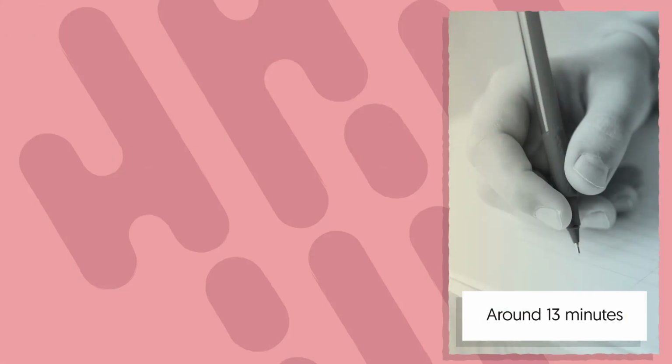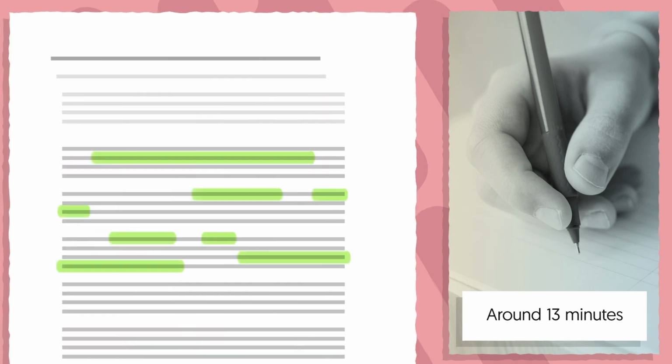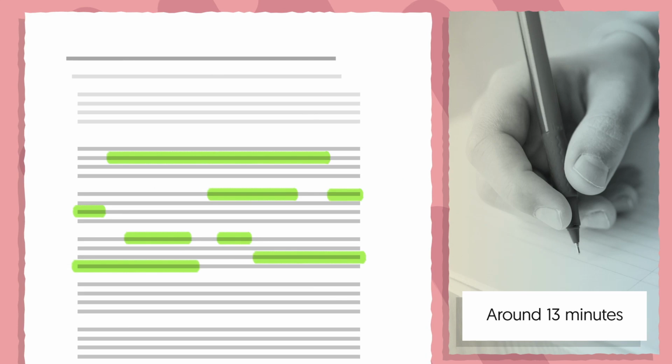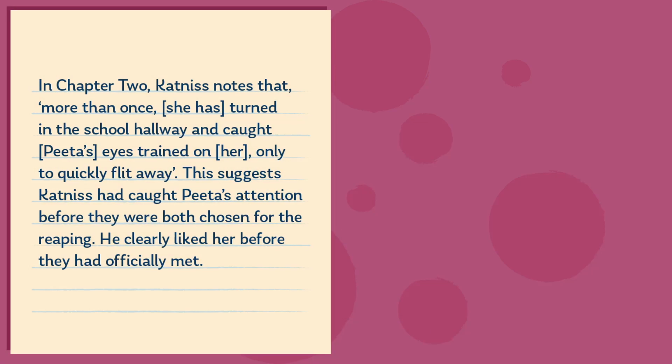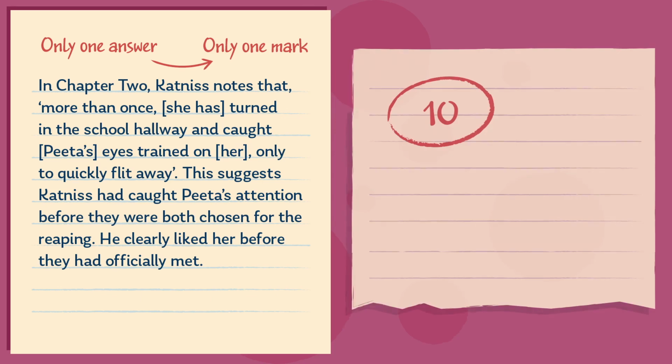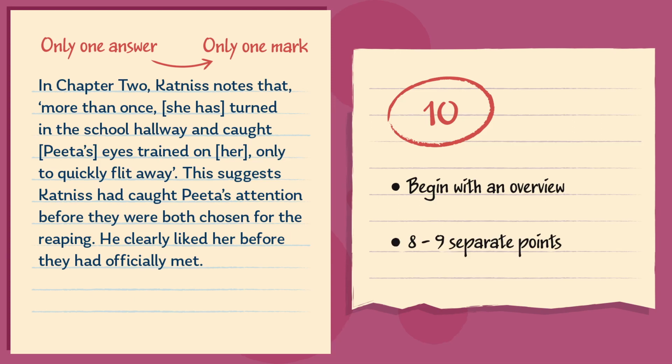You have around 13 minutes to write a response, so to make sure your time is used wisely, and because the marks will be awarded for what's in your answer booklet, not on the extract, it's best that you just highlight the evidence as you read through the given lines, rather than annotating your ideas. Your response might look something like this. This response only offers one answer in relation to the given question, so it would only receive 1 mark. It's a 10-mark question, so in a full response you'd need to begin with an overview, followed by 8 or 9 separate points to receive a top band mark.